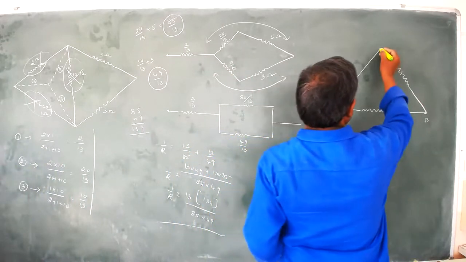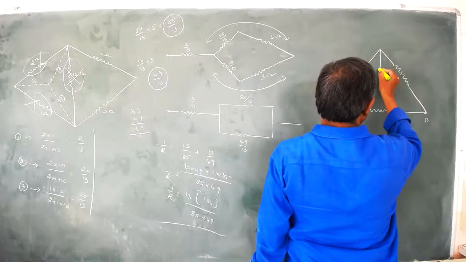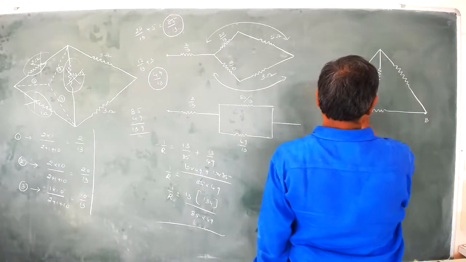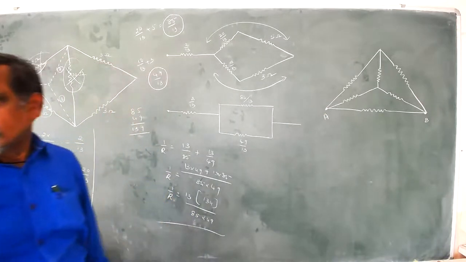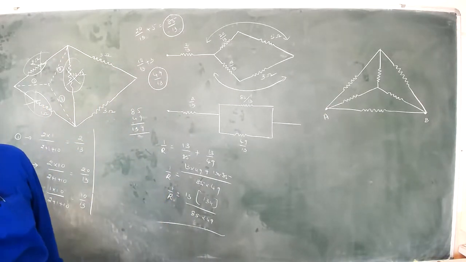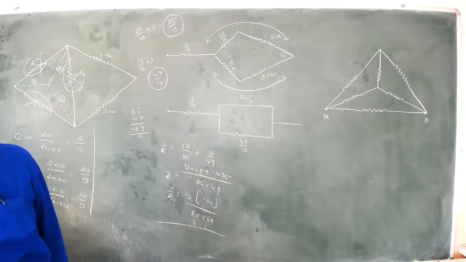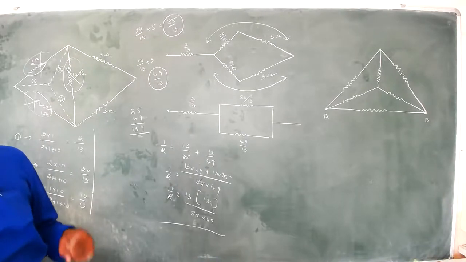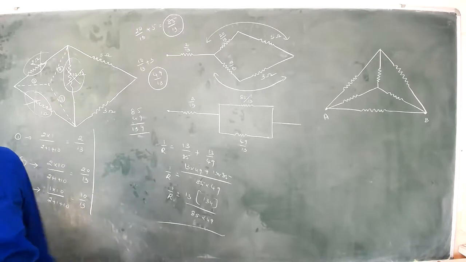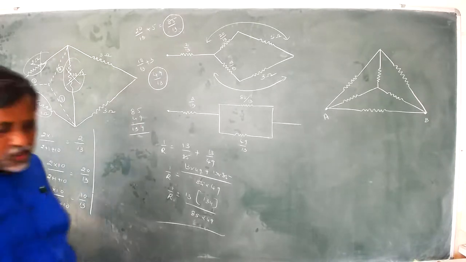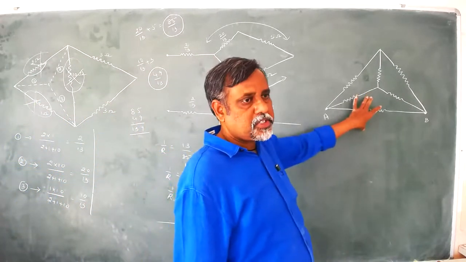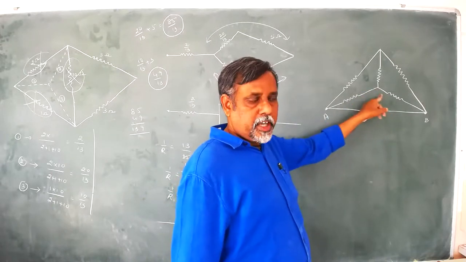Now, look at this. Now what is the situation? Which are in series and which are in parallel? No two resistors are in series, no two resistors are in parallel. Now, how many deltas do you come across over here? Three deltas. Understood? Right? How will you solve this? Can you try?